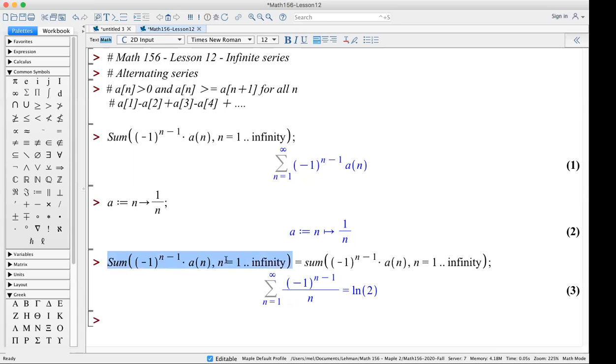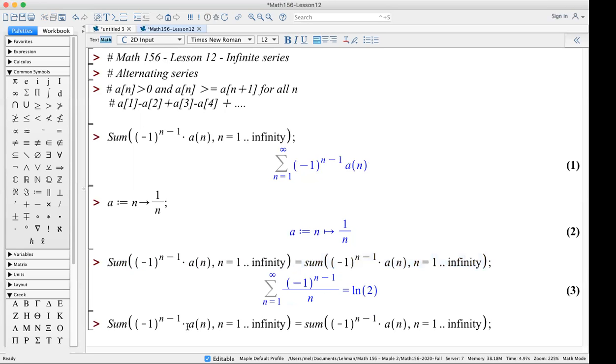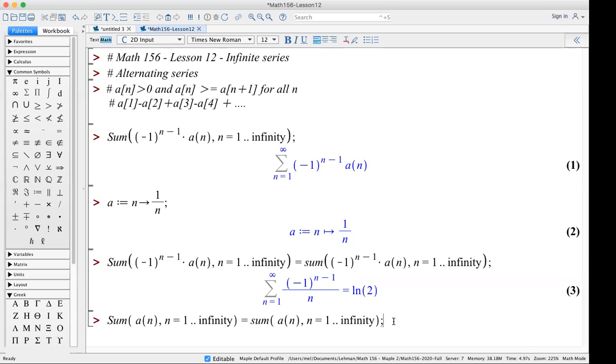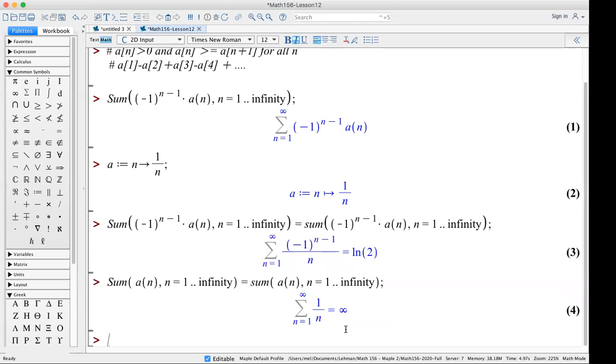What happens if it's not an alternating series? Suppose it were the series where we just sum the terms an. It diverges. So the sum of this is the harmonic series, summation 1 over n diverges, but this alternating series converges.